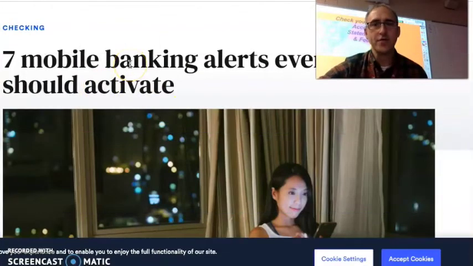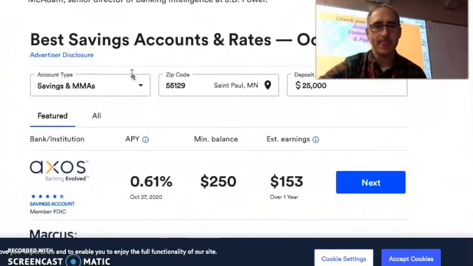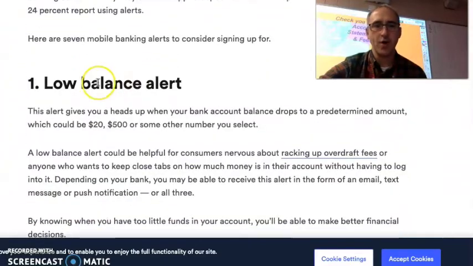Okay, hopefully you've opened up this article, 7 mobile banking alerts for everyone. You could do this on the dual screen or on a separate tab. Alert number 1, the low balance alert. This alert gives you a heads up when your balance drops below a certain amount. It might let you know if you have $20 left in your account or $500 left in your account, or you might even be able to set that number.